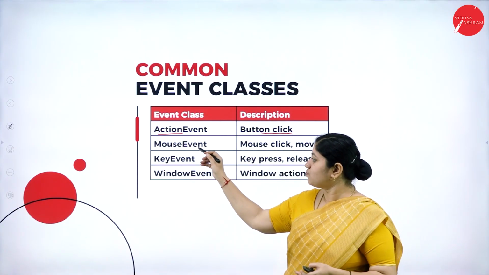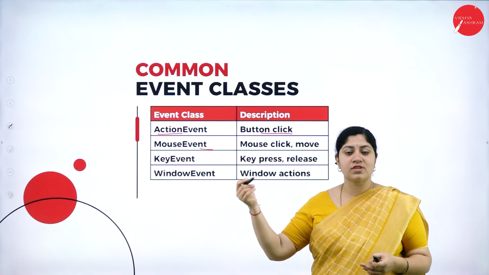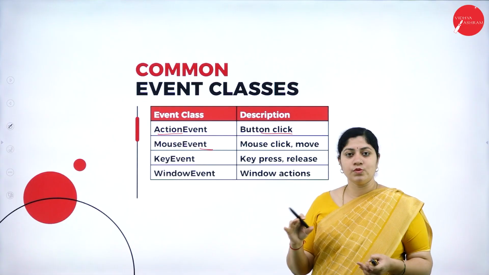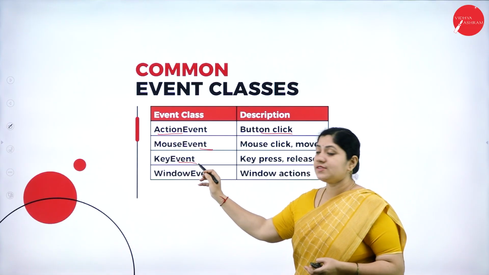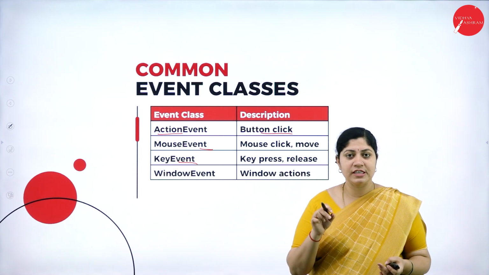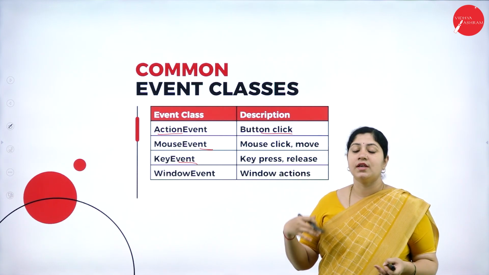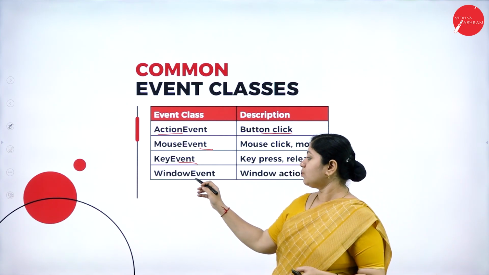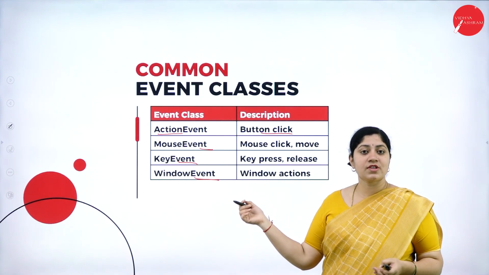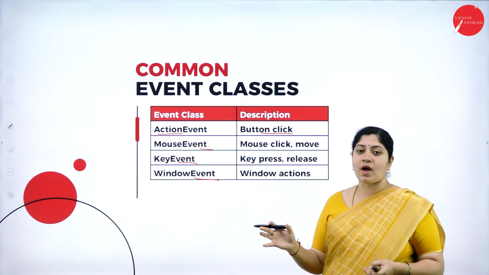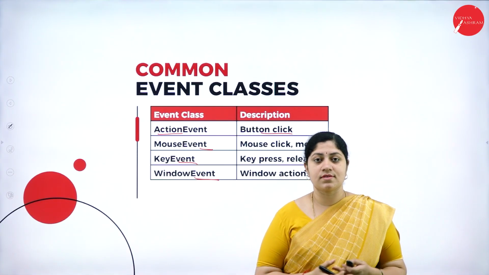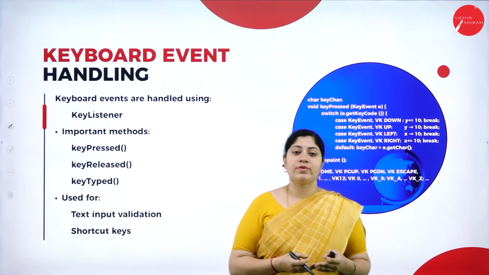The next one is mouse event. So this mouse event is being generated when a mouse is clicked or it is moved. Alright, the next one is key event. As the name itself says, it is generated when we press a key or when we release a key. The next event is a window event. So this is not widely used, but it is responsible for complete window actions. So these are the various common event classes. Yes, let's study each in depth.